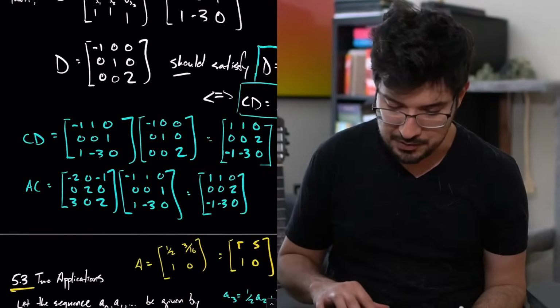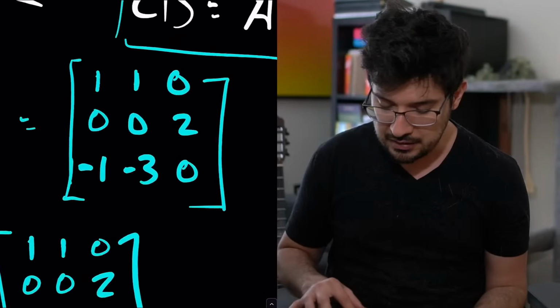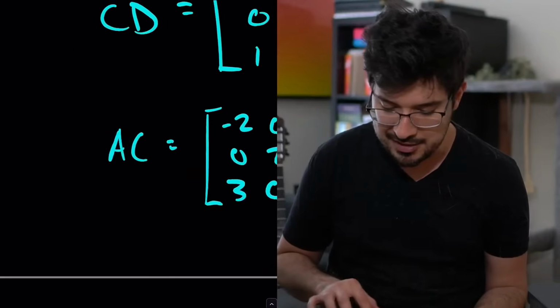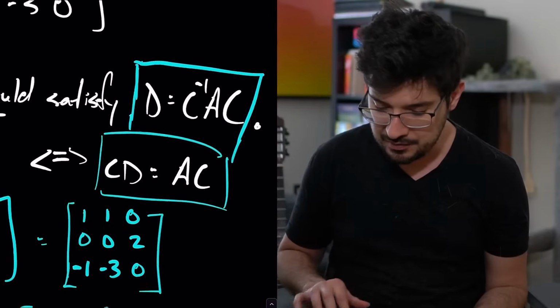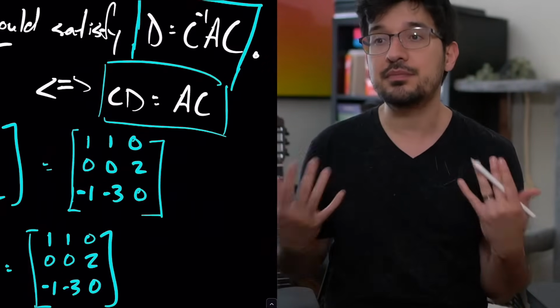And we confirmed that CD, which is here, 1, 1, 0, 0, 0, 2, also equals AC. So that confirms this diagonalization is accurate.